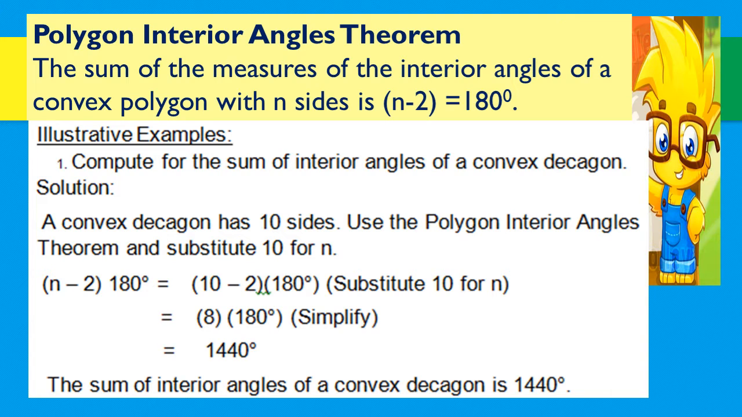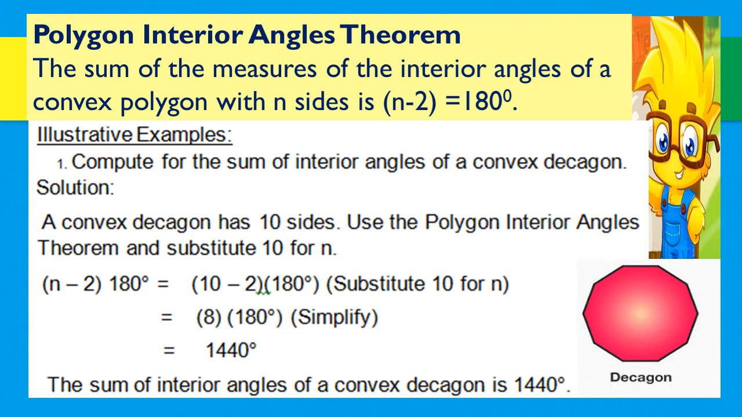Solution: a convex decagon has 10 sides, as the figure is shown in the right side below. Use the polygon interior angles theorem and substitute 10 for n because there are 10 sides in a decagon. So 10 minus 2 times 180 degrees. Now we can substitute 10 for n. Then after that we are going to simplify.